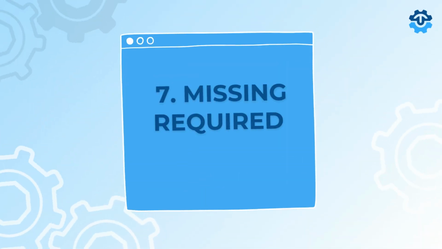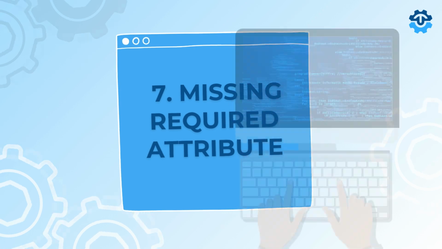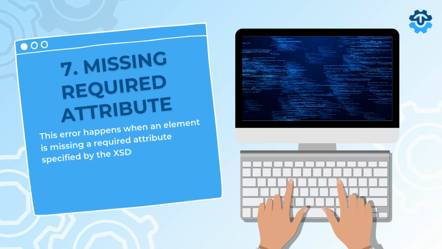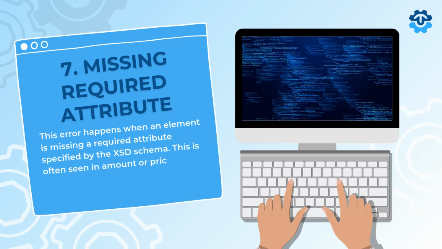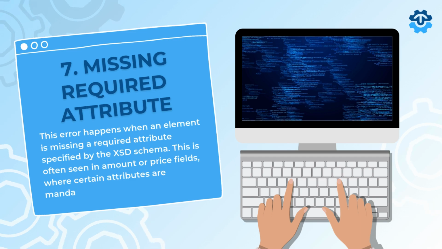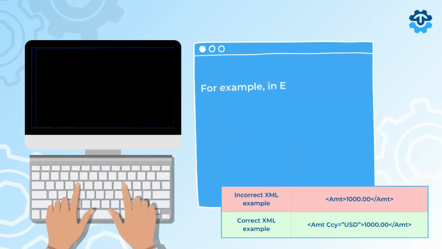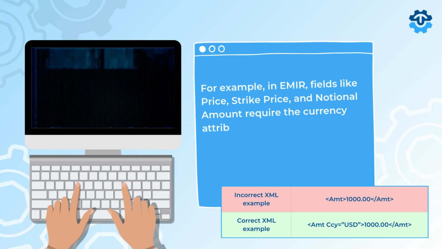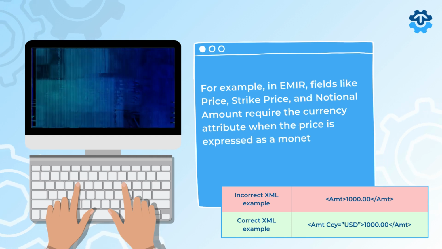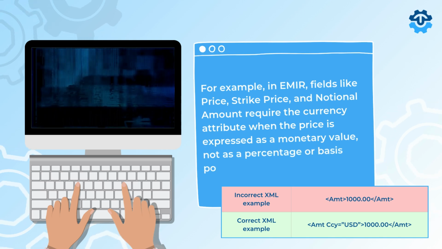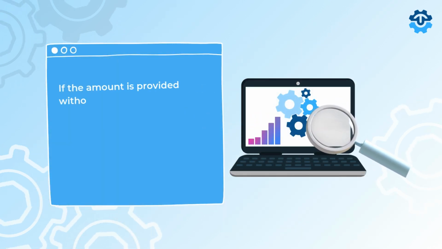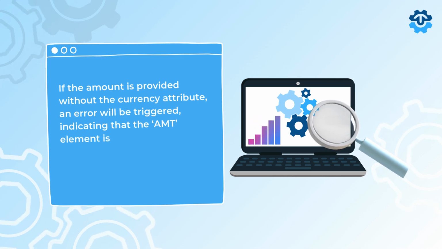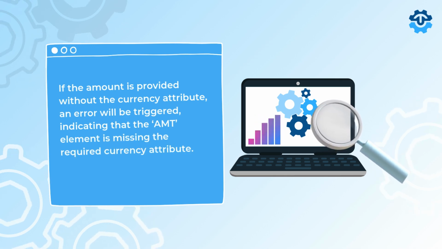Error 7. Missing required attribute. This error happens when an element is missing a required attribute specified by the XSD schema. This is often seen in amount or price fields, where certain attributes are mandatory. For example, in EMIR, fields like price, strike price, and notional amount require the currency attribute when the price is expressed as a monetary value, not as a percentage or basis points. If the amount is provided without the currency attribute, an error will be triggered, indicating that the amount element is missing the required currency attribute.